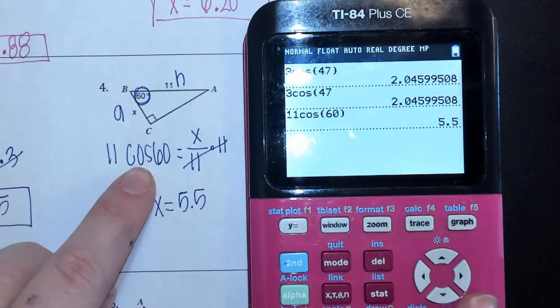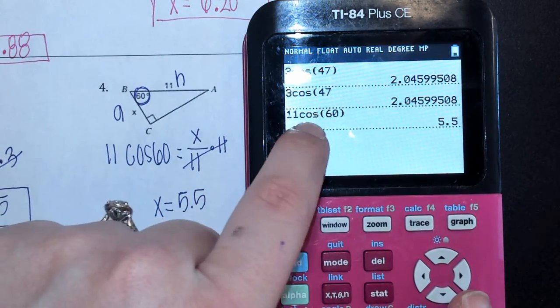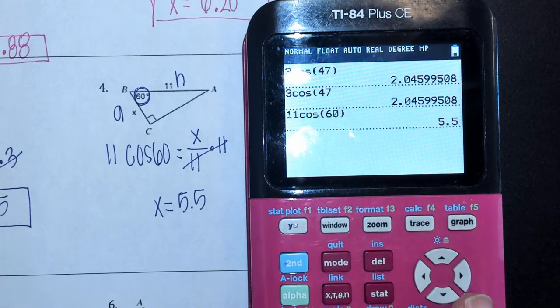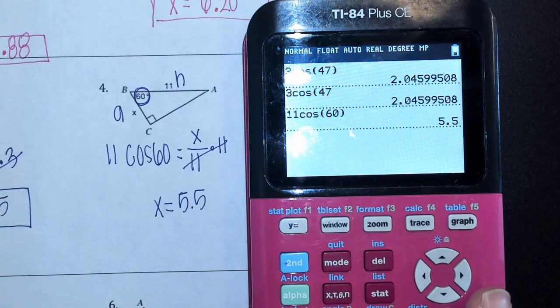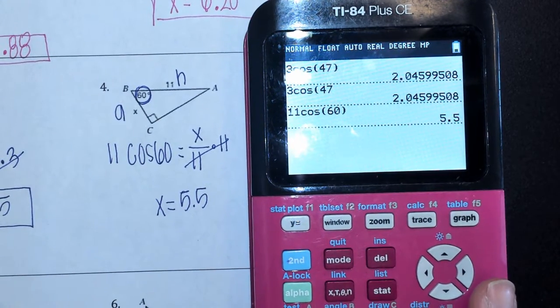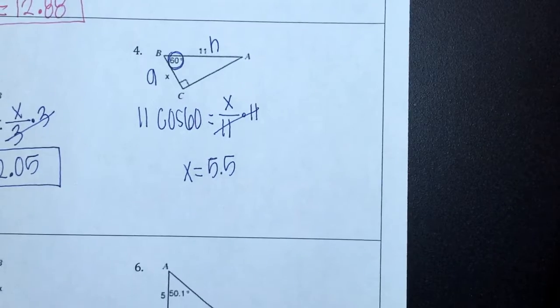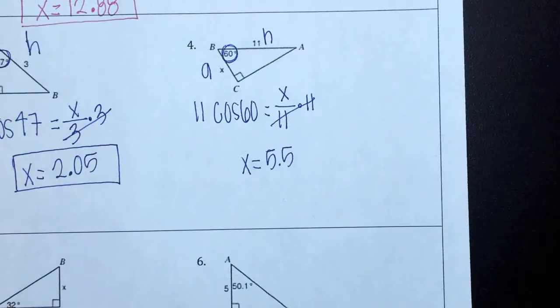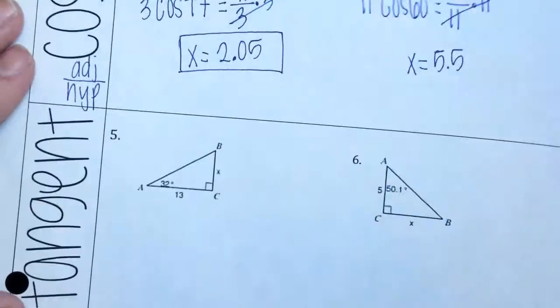You do 11 cosine of 60. Did y'all get the same thing? Alright, we got 2 more to go. But we use sine, then cosine. So now we're going to use tangent. Tangent is what divided by what?